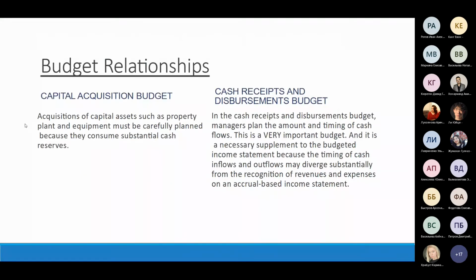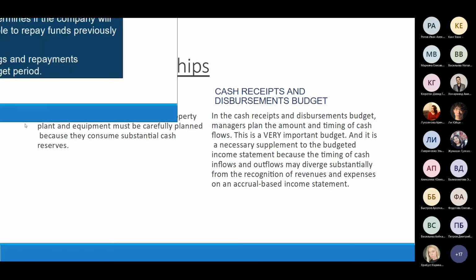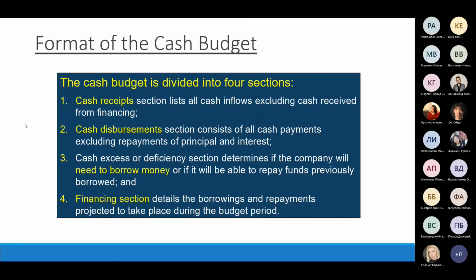Our next budgets are related to the capital acquisition budget and the cash receipts and disbursement budget. We can see it in detail, I think, next time, because it's not a simple process to prepare this cash disbursement budget, and we may discuss all other important questions.